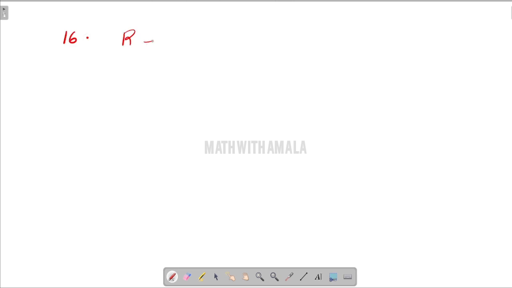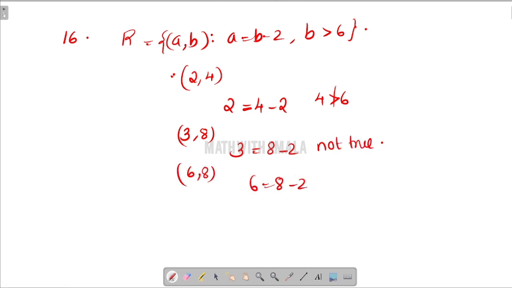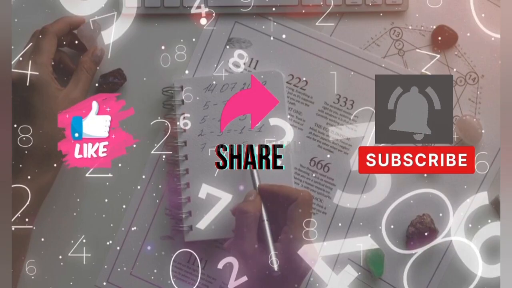In the 16th question, R is equal to the set of (A, B) such that A is equal to B minus 2, where B is greater than 6. We have to choose the values of A and B from the given options, with B always greater than 6. Let's take the first one. Here we have (2, 4) where 2 is equal to 4 minus 2, but 4 is not greater than 6. So the first option is not the answer. Let's take (3, 8). 3 is equal to 8 minus 2 is not true. (6, 8): 6 equals 8 minus 2, and 8 is greater than 6. This is the answer.